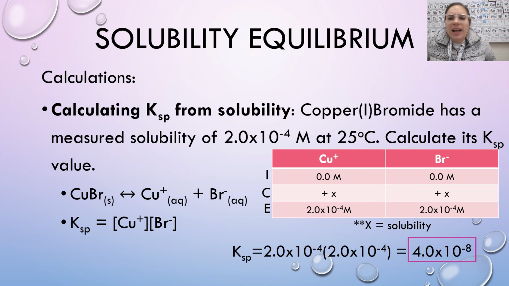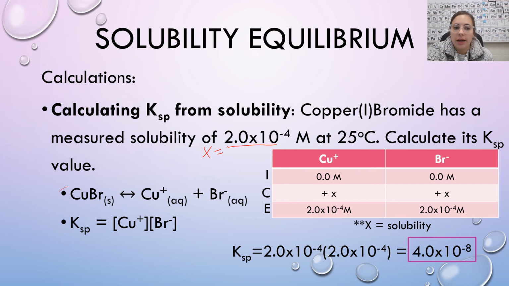Okay. So we have 3 types of calculations that we're going to talk about. We're going to calculate KSP from the solubility. We're going to calculate KSP given the equilibrium concentration or the saturated solution concentration. And then we're going to calculate solubility from K. All right. So this first example, we're calculating K from the solubility. You're told that copper 1 bromide has a measured solubility of 2 times 10 to the negative 4. So in other words, X equals 2 times 10 to the negative 4. We're asked to calculate K.